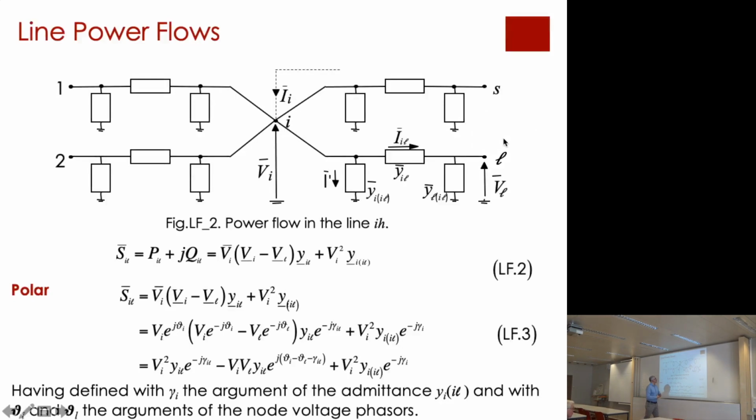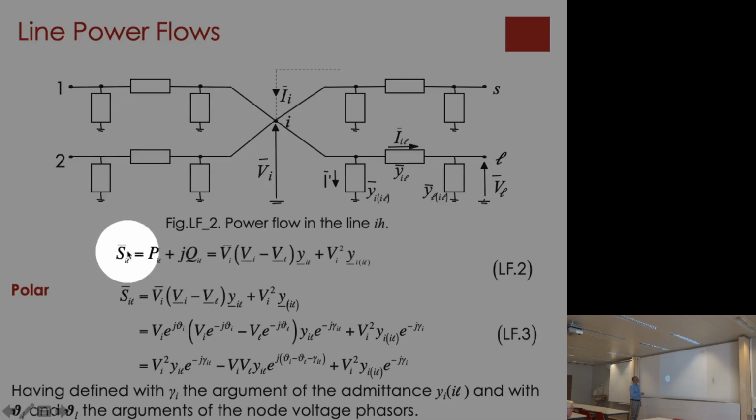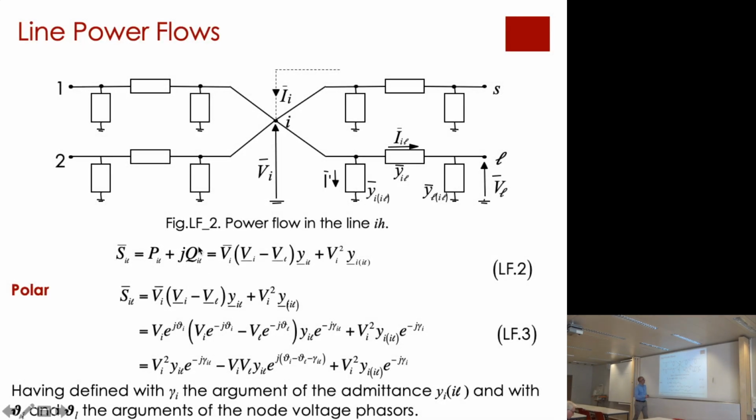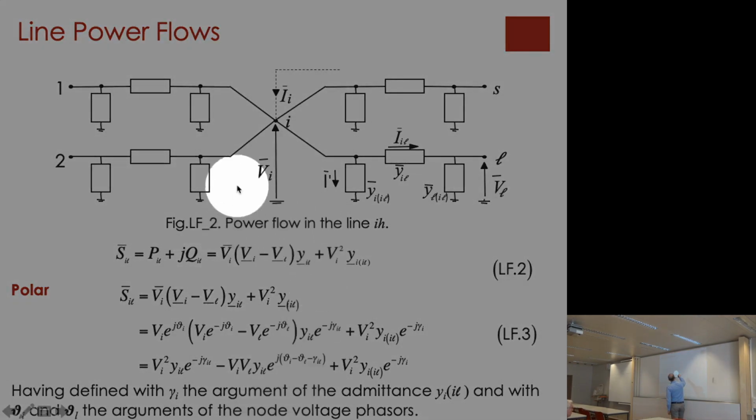It's very simple, because since you solved the load flow, you know the phasors Vi upper bar and VL upper bar. In the middle, you just have a pi circuit of known admittances. So computing the power flows through the line is very easy. So the Sil, the power flowing from node I to node L, which is Pil plus jQil, is simply equal to the power flow in this point.